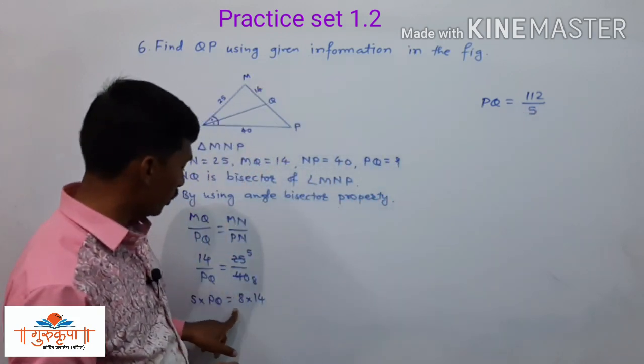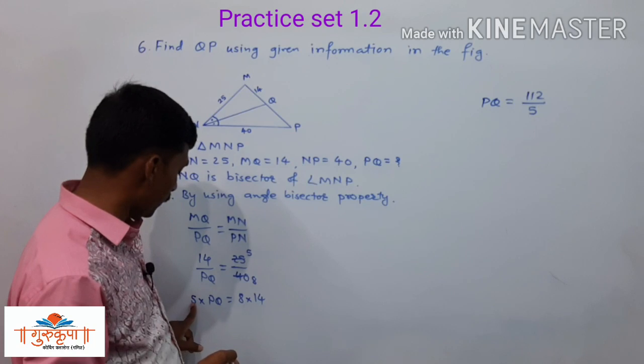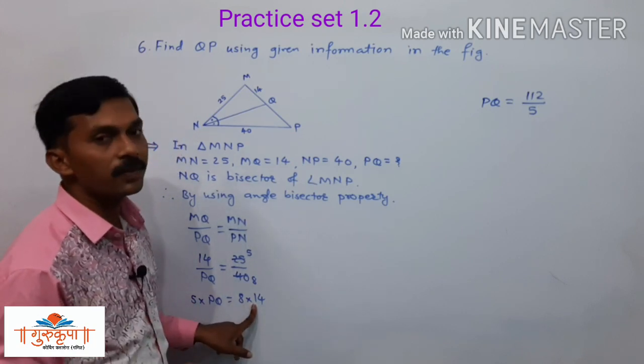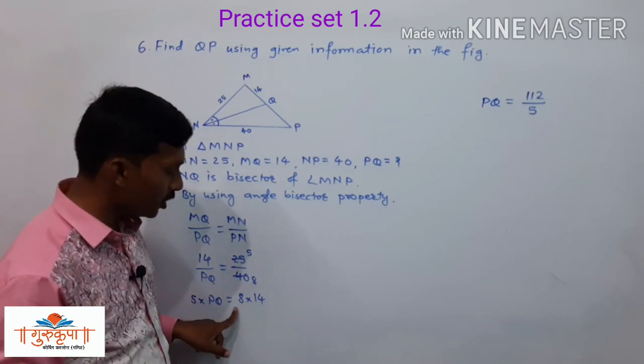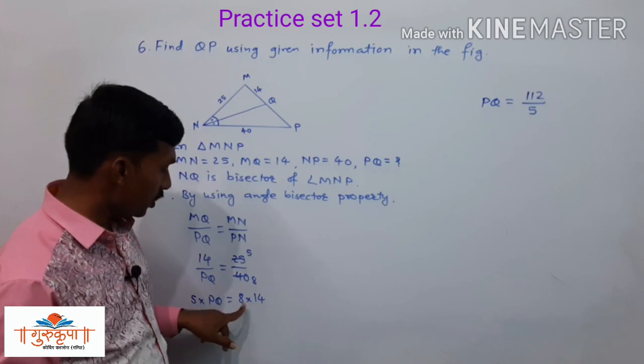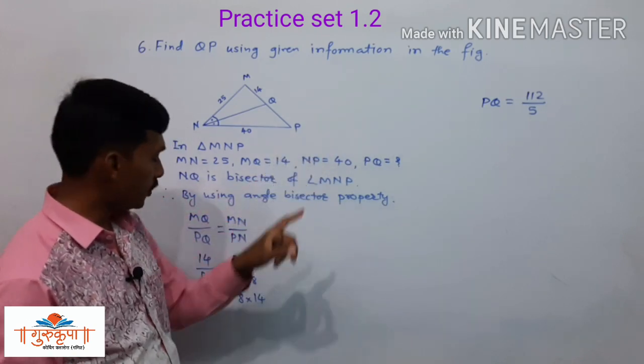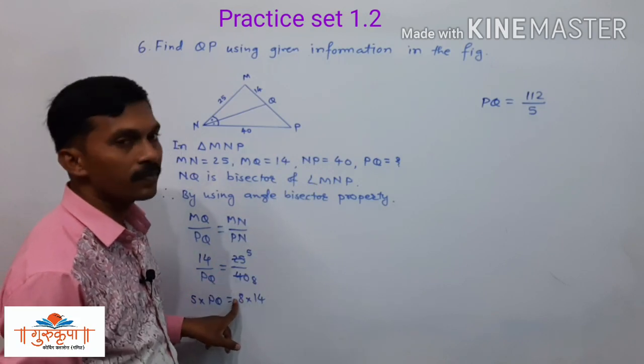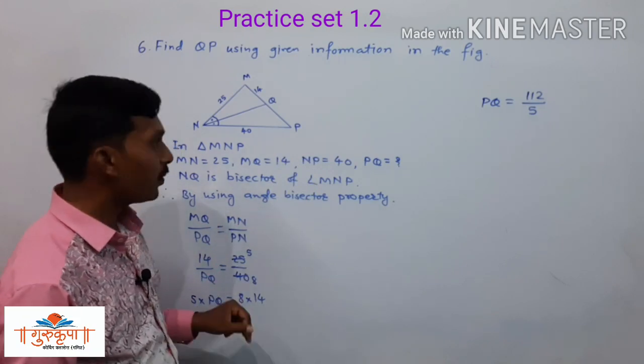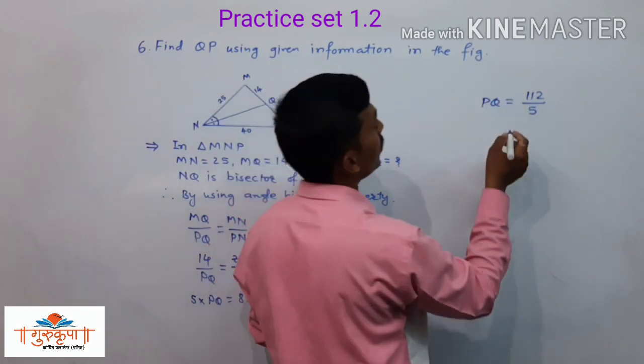Since both the numbers are not divisible by 5, if we transfer this 5 to the right side it will turn into division, but both the numbers are not divisible by 5, so we take the product, that is 14 into 8, 112 divided by 5. Now divide 112 by 5.